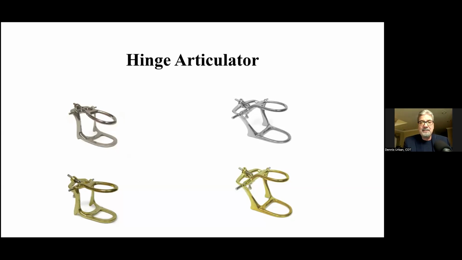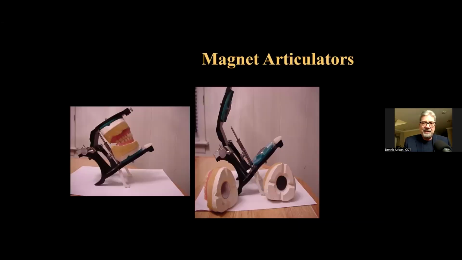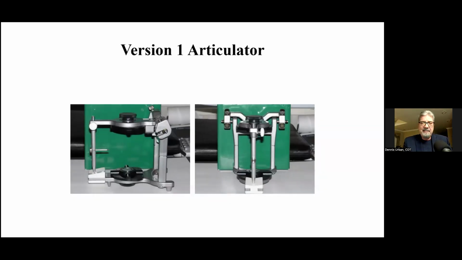So these are fine if you're doing maybe quadrants or maybe one or two teeth, but I'm not crazy about these hinge articulators. Even the magnet articulators, it's the same thing. It's a hinge articulator. This is called a Version 1 articulator. It has that intercondylar distance, and it's a little bit more accurate. It's a less expensive semi-adjustable articulator from Yamaha.